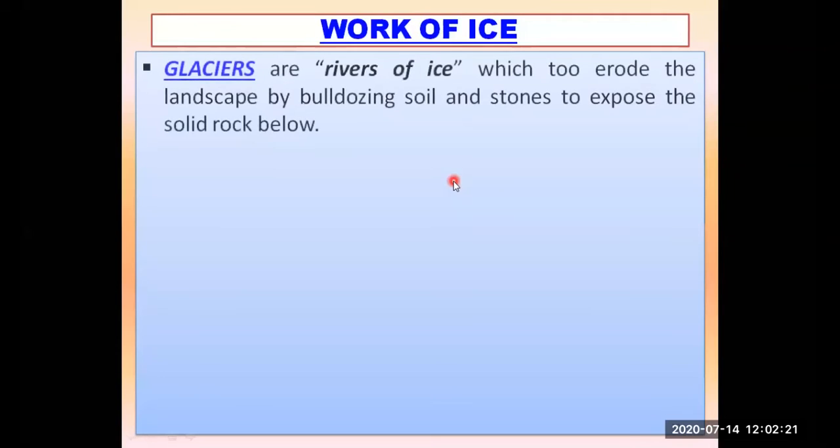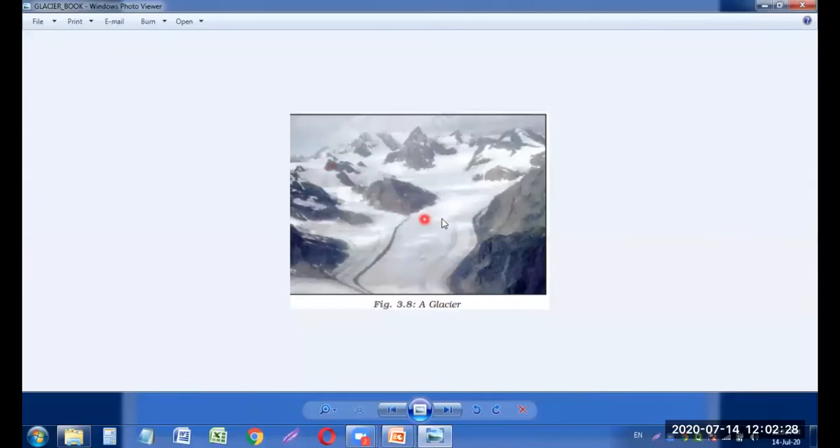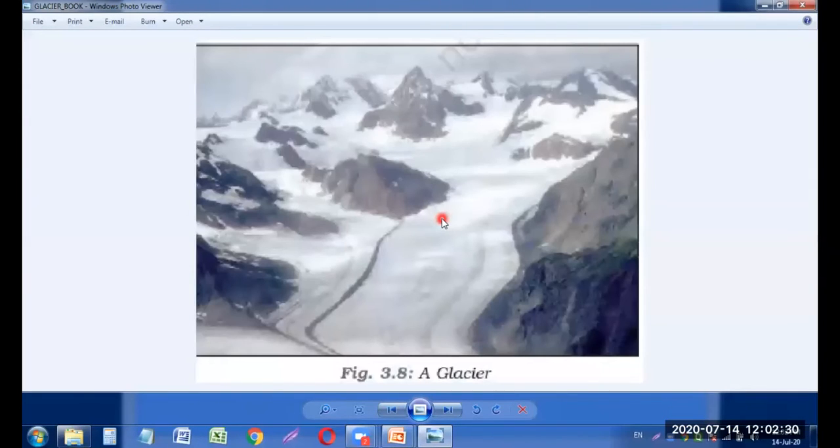So you might have seen that video properly, my dear students. Let me discuss with you all this one, that glaciers are the rivers of ice. Work of ice क्या है? सबसे पहले क्या है? Glaciers. So let me show you that glaciers also. You can see. This is the work of the ice.